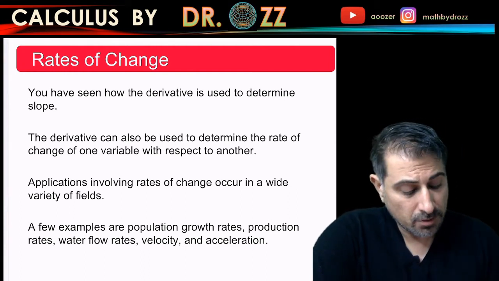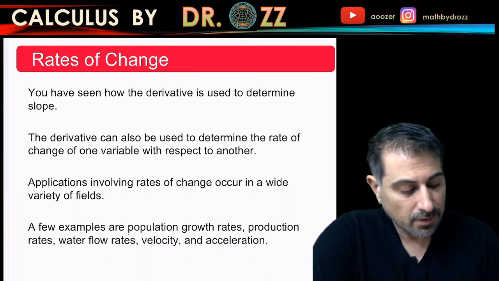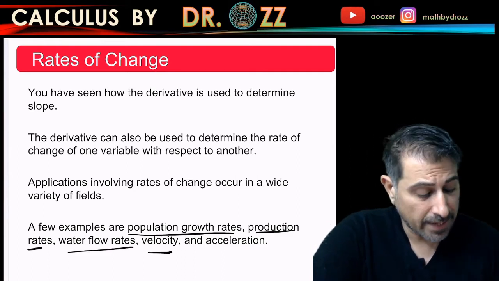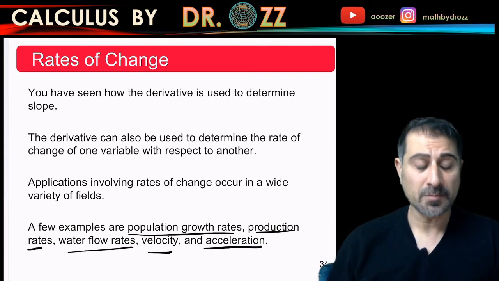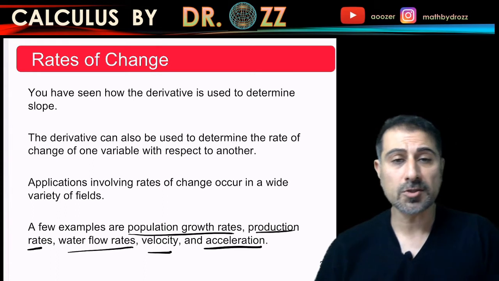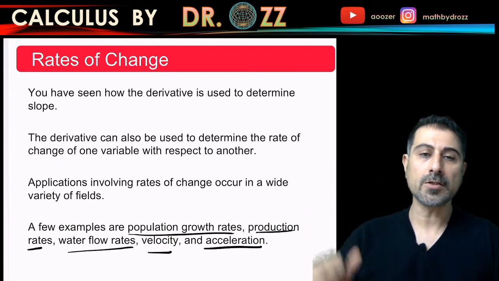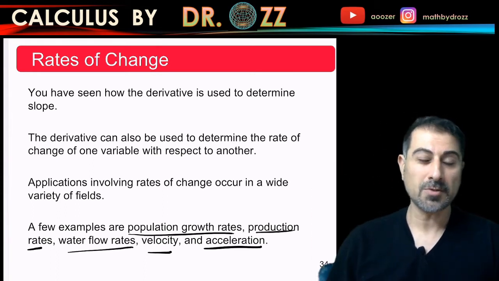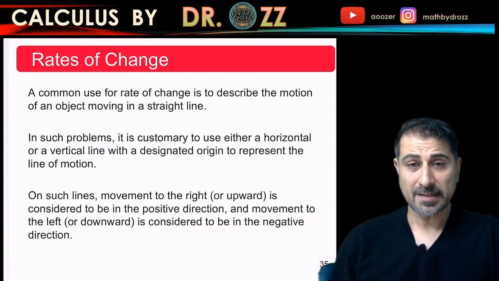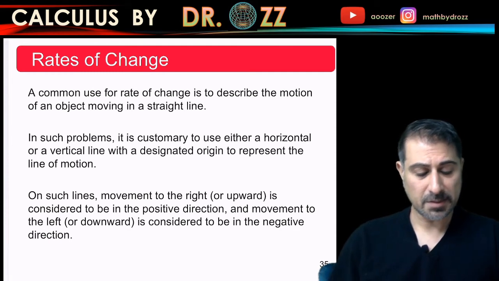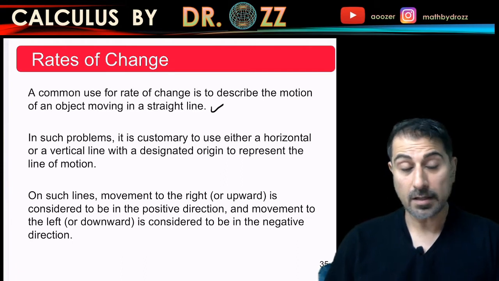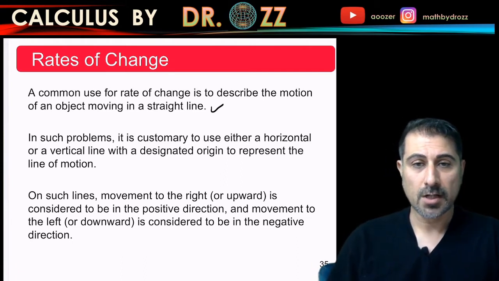In fact, you can talk about population growth rates, production rates, water flow rates, velocity and acceleration, and many more problems. You can talk about the rate of change of one variable with respect to another. When you hear the phrase rate of change, that means you're talking about the derivative of certain functions. And the example that I'm going to pick to describe this concept is going to be the motion of an object moving in a straight line. Again, there are many other applications.